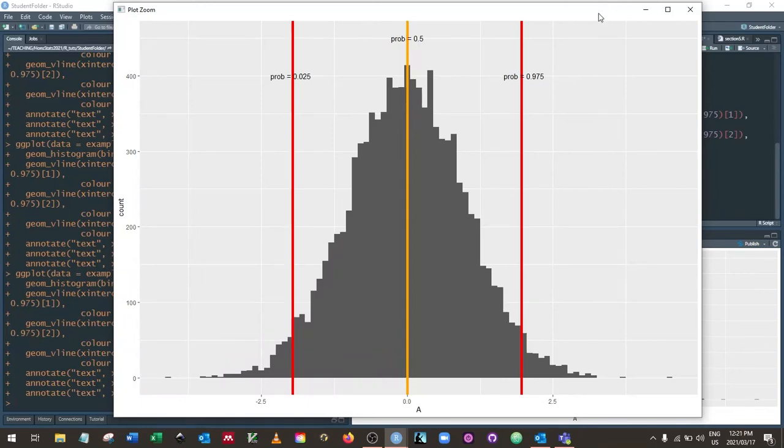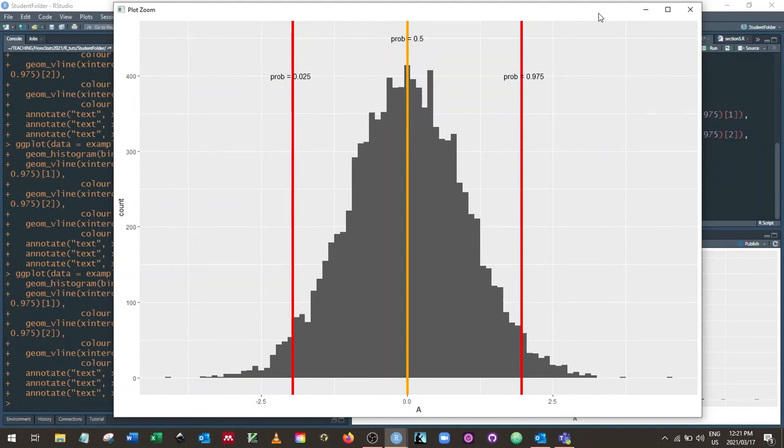So before we go further with this section of the assignment, where what's going to happen next is you're going to be asked to calculate a 95% confidence interval. But before we get into that, I want to just recap on a few concepts.